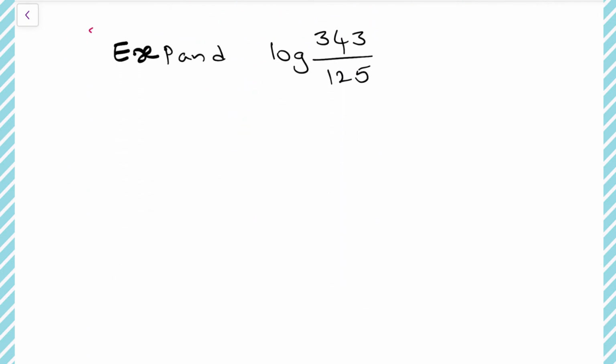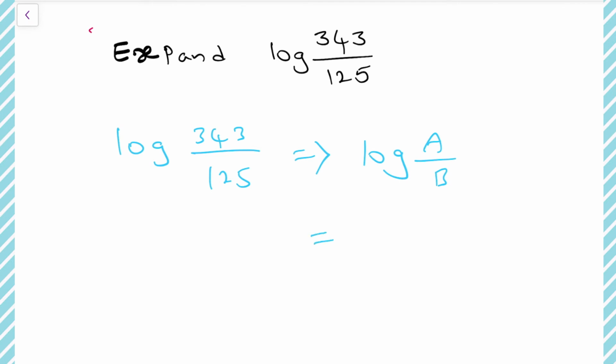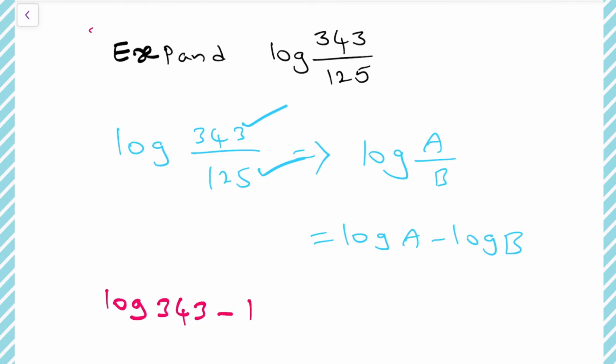Next question. Expand log 343 divided by 125. The given question is in the form of log A by B. So the log A by B formula is log A minus log B. Here 343 is in the place of A and 125 is in the place of B. So log 343 by 125 can be written as log 343 minus log 125. Now if any simplification is possible, we need to do that simplification.